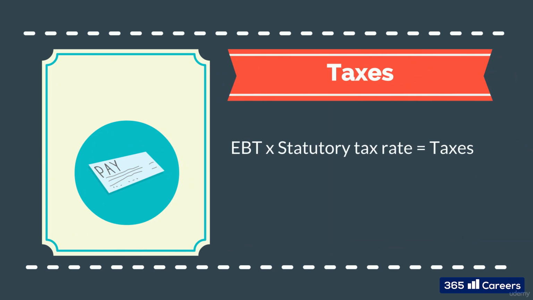And finally, we have taxes. At this point, we've arrived at the firm's EBT, earnings before taxes. Hence, we can use a statutory tax rate and multiply it by EBT to obtain taxes. This is how we can forecast a firm's P&L items.